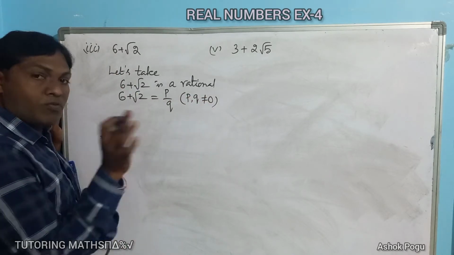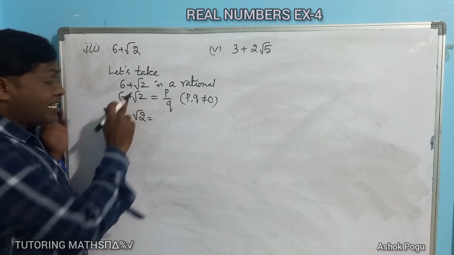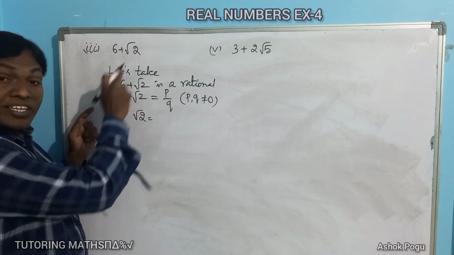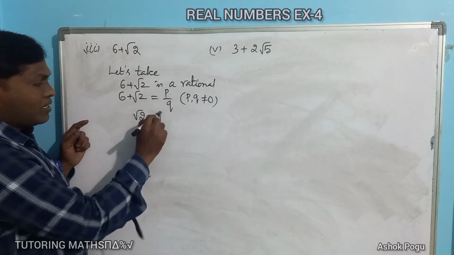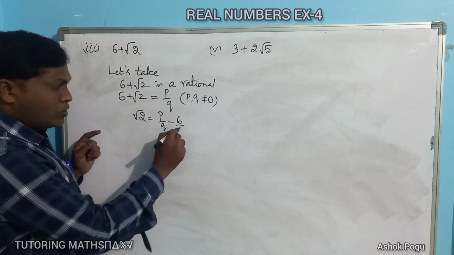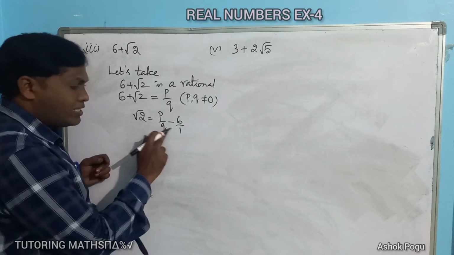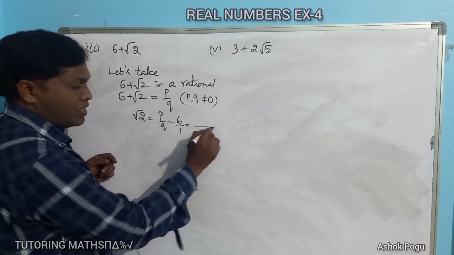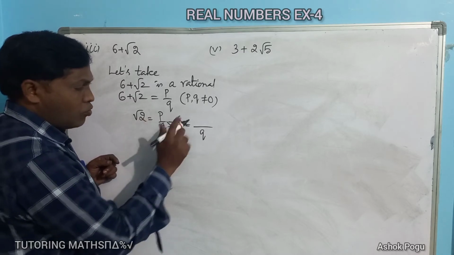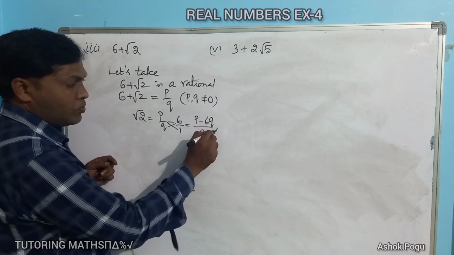Now we do one thing. Root 2 is equal to, because it is an irrational number, we keep the irrational number aside and shift the rational number to the right side. P by q minus 6. And you know that here we have two fractions, so what is the LCM of q and 1? It is q. Now by cross multiplication, p into 1 is p, minus 6 into q, 6q.